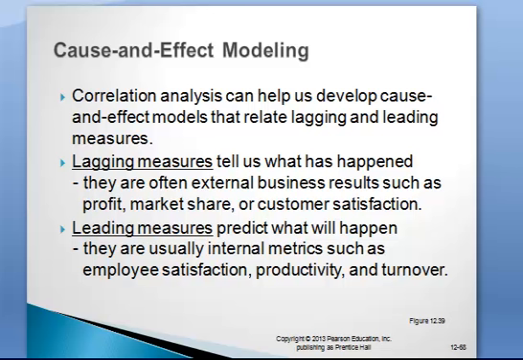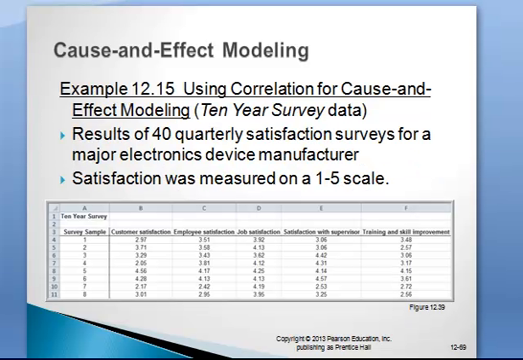Example that they use is using correlation. So looking at 40 quarterly satisfaction surveys. Satisfaction measured on a scale from 1 to 5, 5 being very satisfied, 1 not so satisfied. And we're trying to see if there's any correlation between things like if I'm happy with my training, does that help job satisfaction? Does job satisfaction lead to employee satisfaction?